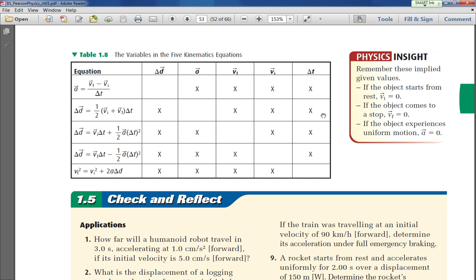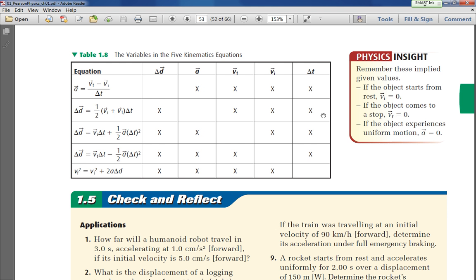Now, over on this physics insight here, this is something that students really struggle with if they don't study. Because it's like, well, it doesn't tell me what the initial velocity is, or what the final velocity is. But in the language of the problem, it does. It might say that an object starts from rest. Or, for example, free fall.